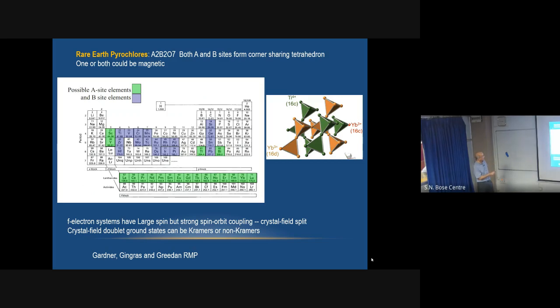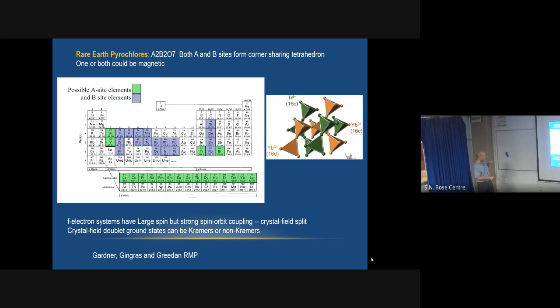The ones that have been studied the most, the B side, let's say, is non-magnetic and is transition metal, and the A side, which is the rare earth, is magnetic. And you can have many different things over here. Okay, so F electron systems have large spin but strong spin orbit coupling, so they can give you nice Ising systems. They can give you a nice crystal field doublet state, which actually can be Kramers or non-Kramers.